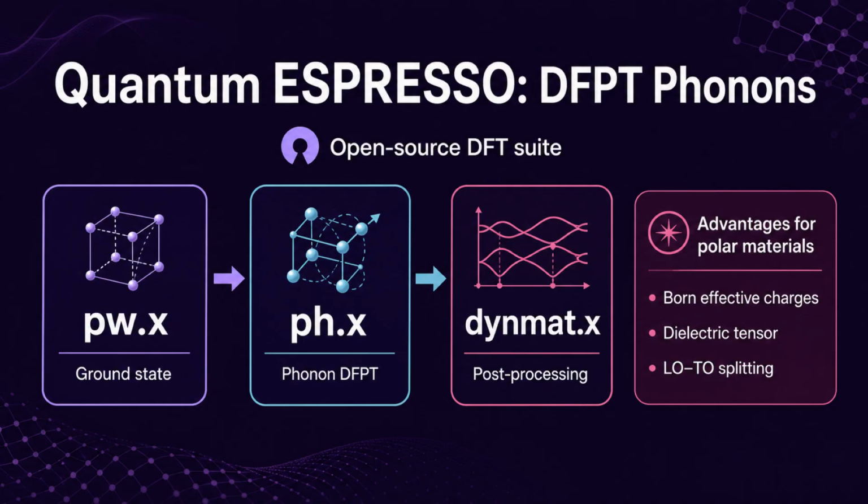Quantum Espresso is an open-source DFT suite with powerful phonon capabilities through density functional perturbation theory. The pw.x module performs ground state DFT calculations. The ph.x module calculates phonons using DFPT, which is particularly accurate for polar materials with long-range electrostatic interactions. The dynmat.x module handles post-processing of dynamical matrices.